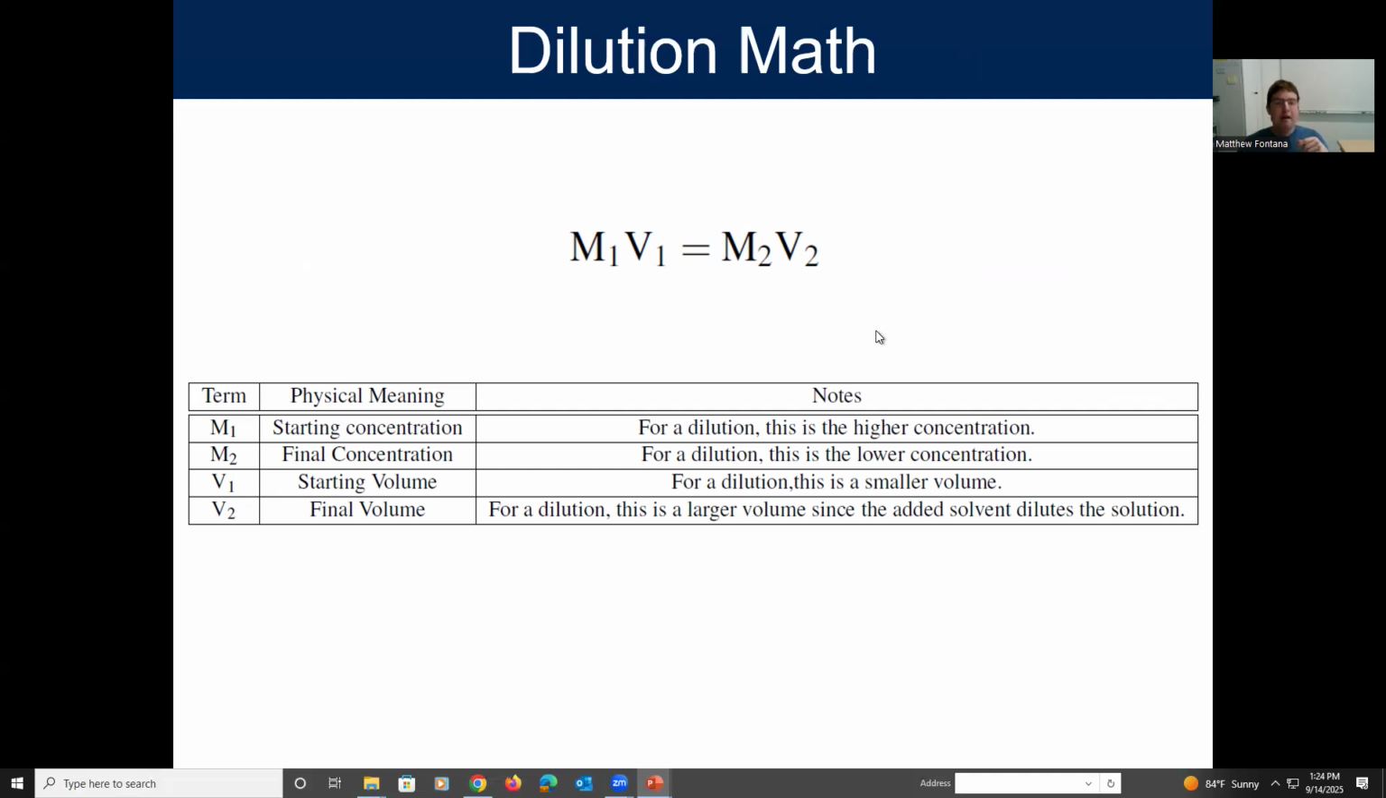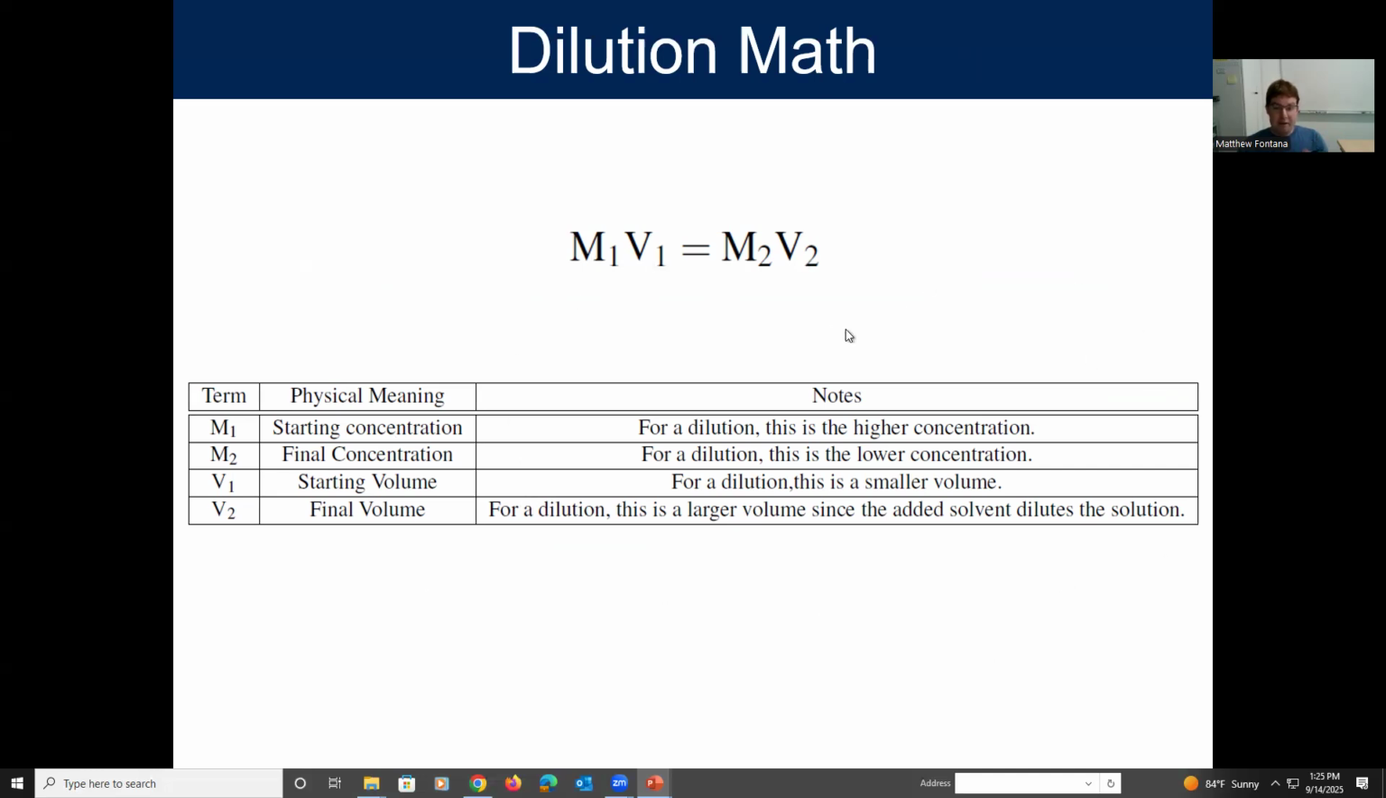Either one will work. But this equation is what allows you to do all the types of dilutions that you might be interested in. M1 is your starting concentration, and M2 is your final concentration. V1 is the volume you start with, and V2 is the volume that you end with. So I have some notes here for us all.